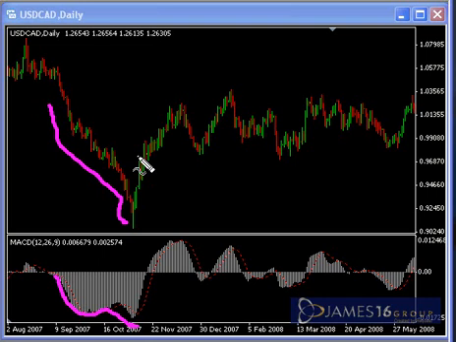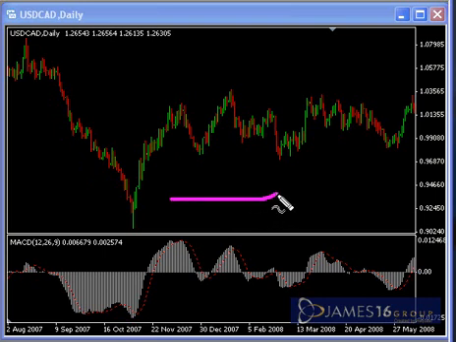Now, think of divergence as a road. If you're traveling straight on a road and all of a sudden you come to two paths, you could either go left or go right. This area here is diverging. You're going in opposite directions. And that's what we're looking for in terms of what the oscillator, the MACD, is showing us.